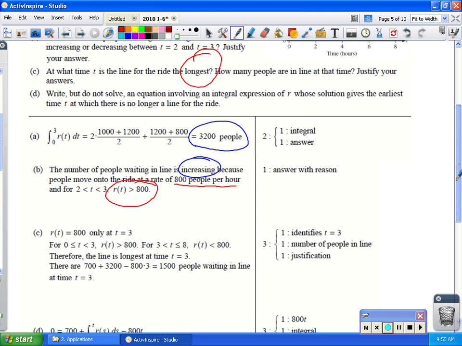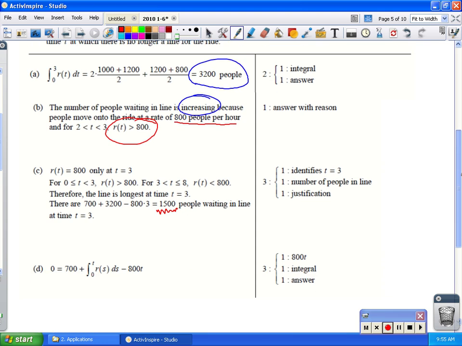What else did they ask me? How many people? So we need to accumulate all of the people that are in line at that time. So from 0 to 3, we're going to use geometry again and add up all of the people at t equal to 3. There are 1,500 people waiting in line. There's no way I'd wait in that line.